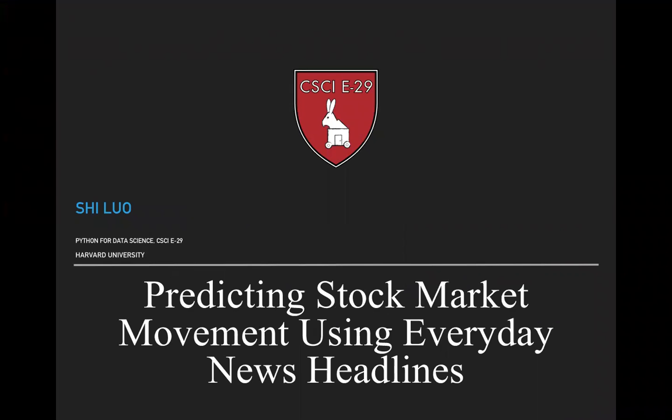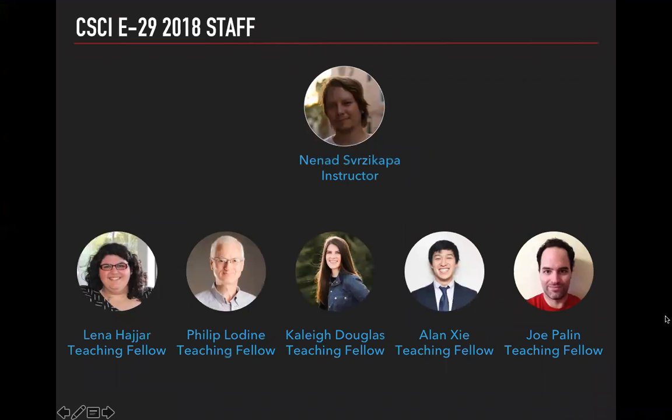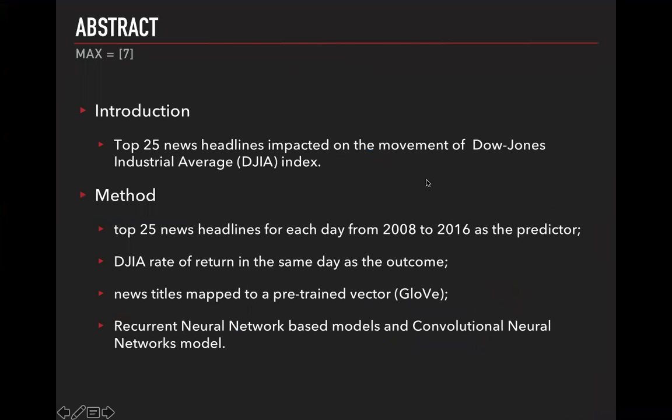I'm going to make a presentation about my graduate project, Predicting Stock Market Movement Using Everyday News Headlines, for the course CACIE 29. The course was in the spring of 2018, and this is our great teaching staff. This project is going to use the top 25 news headlines to predict the movement of the Dow Jones Industrial Average Index.